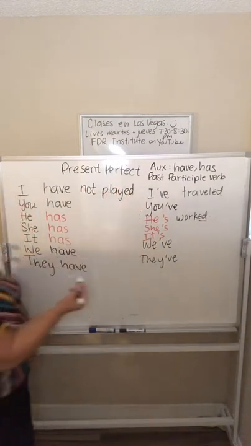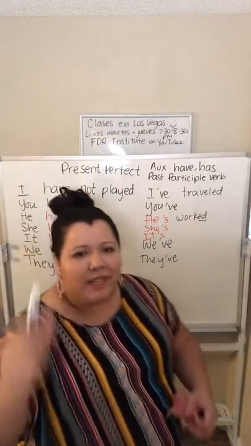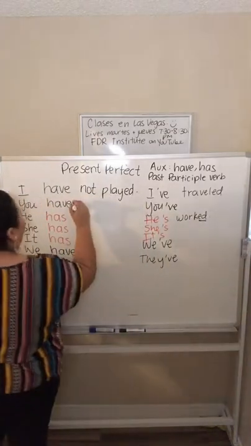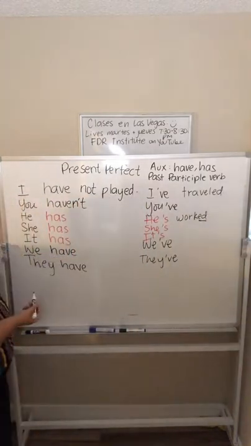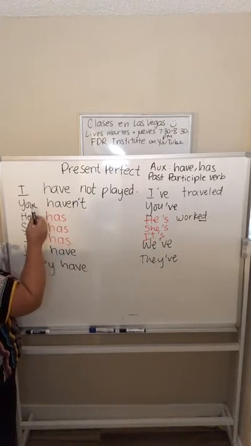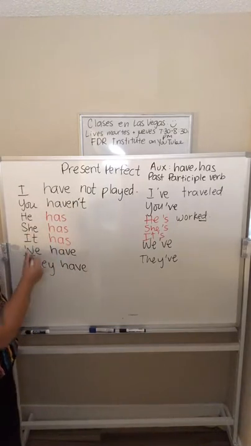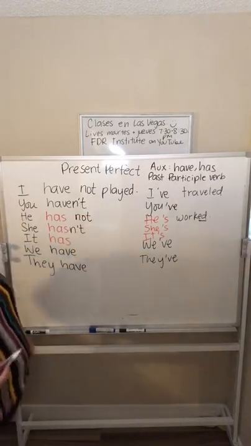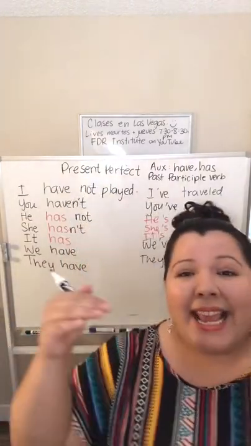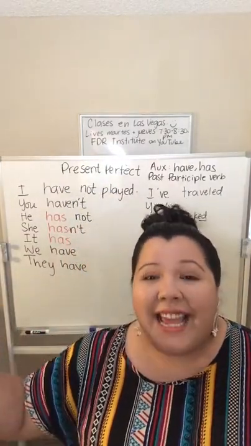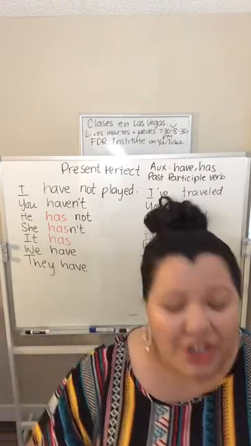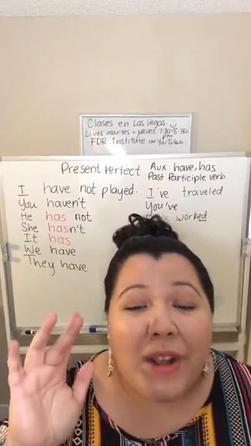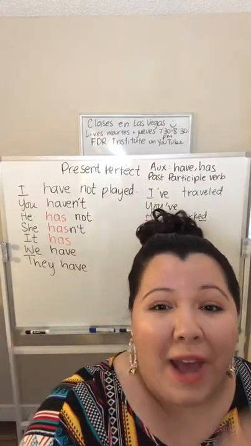So let's say no he jugado golf. Sí saben cuál es golf, la pelotita de golf, right? I have not played golf. Or I haven't played golf. I have not, I haven't. You have not, you haven't. He has not, or he hasn't. So he has not played golf. He hasn't played golf. She has not played golf. She hasn't played golf. Y lo que significa, guys, es no ha jugado.